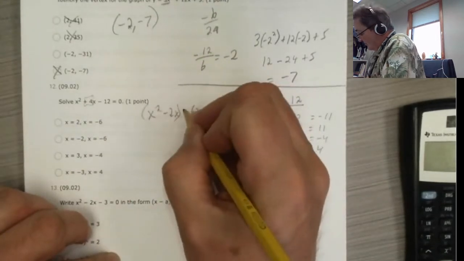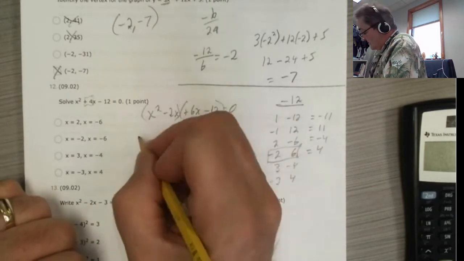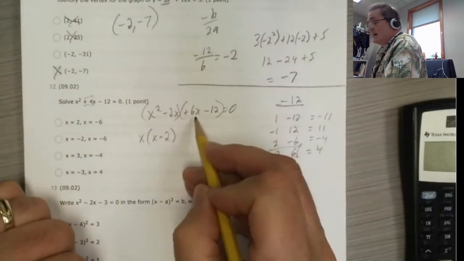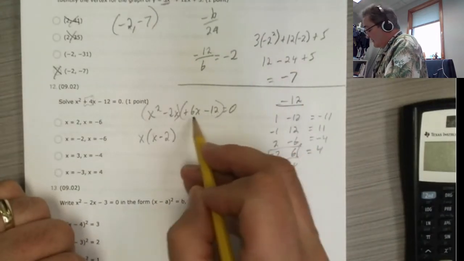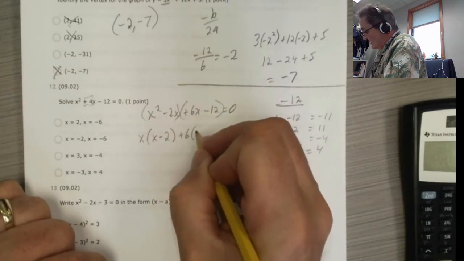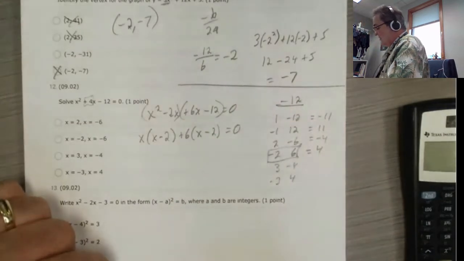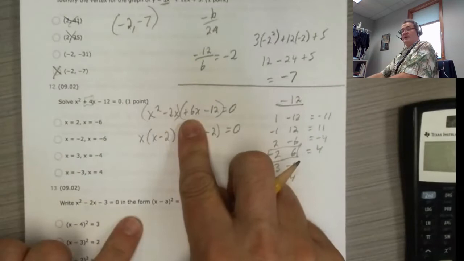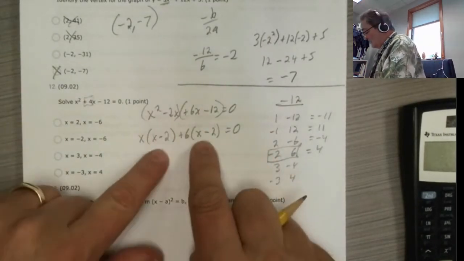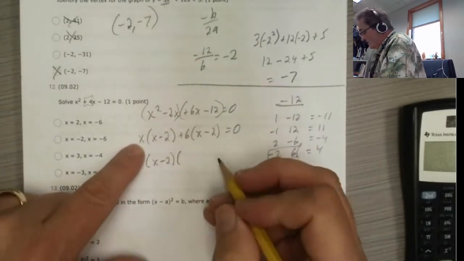Now I can factor by grouping. What can I factor out of x squared and negative 2x? I can factor out x, so that leaves x minus 2. 6x and negative 12, the greatest common factor there is a 6. 6 out of 6x leaves x. 6 out of negative 12, negative 2. Now I've got two terms. I've got x times x minus 2, and 6 times x minus 2. Both of those have x minus 2, so I'll factor that out. And what's left is x plus 6.